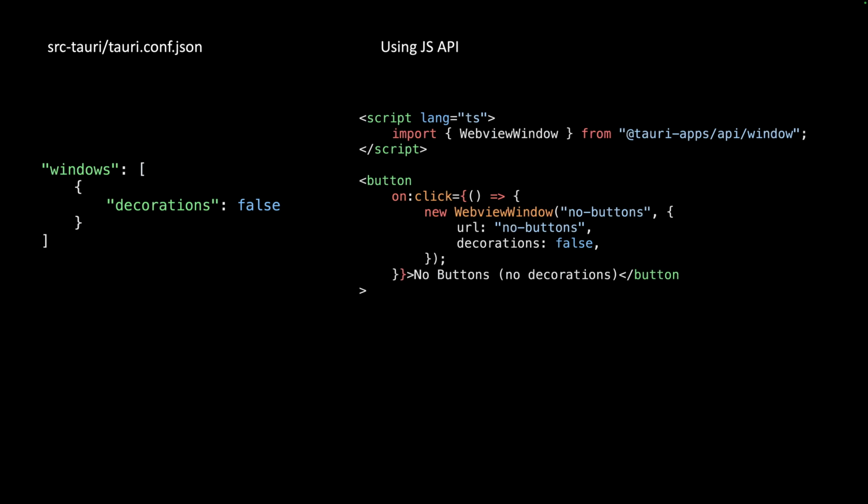Tauri config file is not the only way to configure window style. You can create windows dynamically using Tauri's API. The WebView window class takes in options. It's similar to switching to a new tab in a real browser, so you can pass a URL to it as well. Actually, I only use Tauri config to set style for the initial window. If I need to open new windows, I always use the JavaScript API to do it.